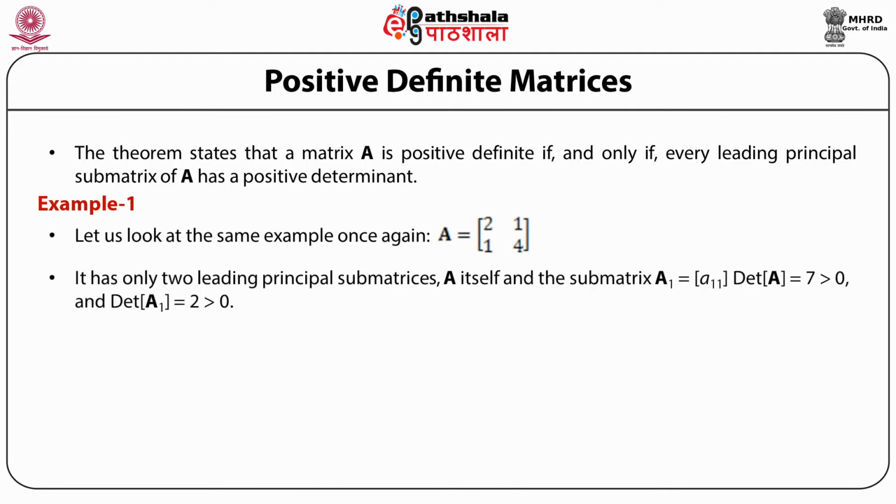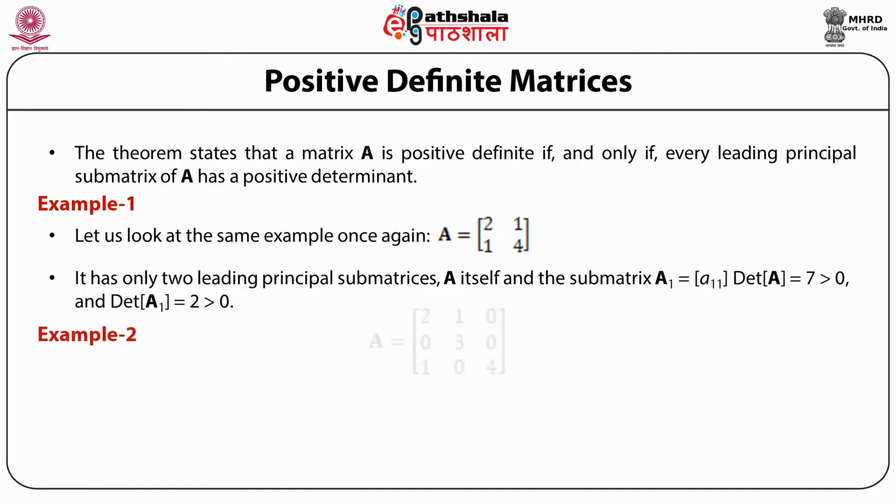It has only two leading principal submatrices, A itself and the submatrix A1 = [1]. Determinant of A is equal to 7, greater than 0, and determinant of A1 is equal to 2, greater than 0. Hence, A is positive definite.